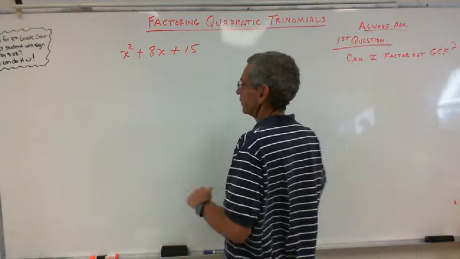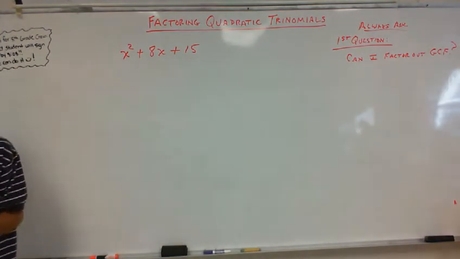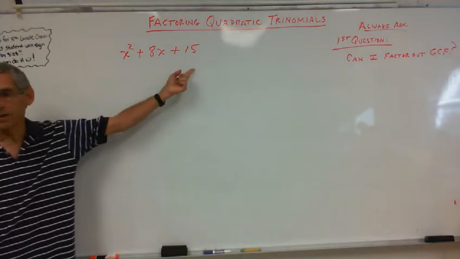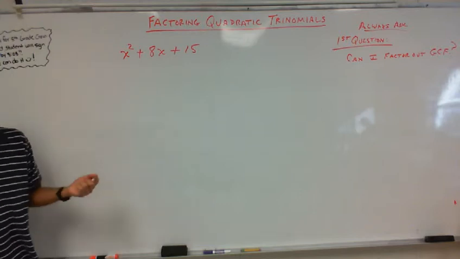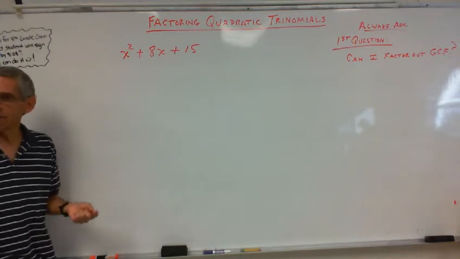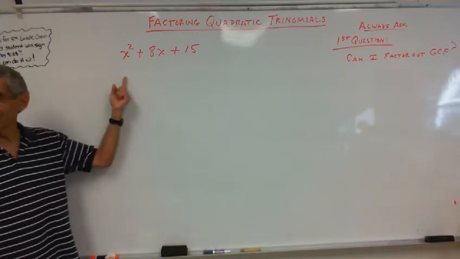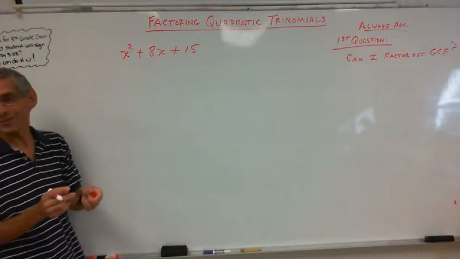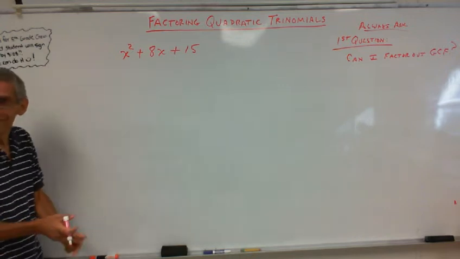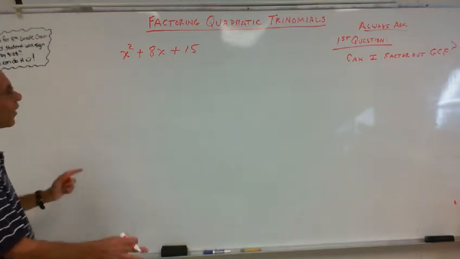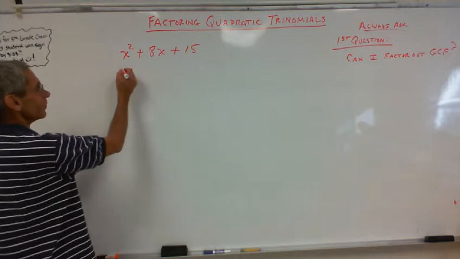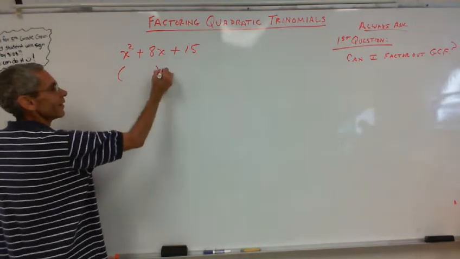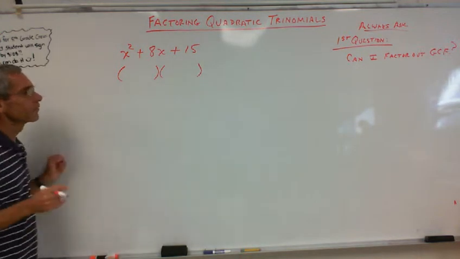All right? Can I? No, there's nothing that's common in all three terms, except for 1, and that doesn't change anything. If I factor out a 1, I'd get 1 times x squared plus 8x plus 15. Then I could factor out another 1, and then another 1, and I could do it forever. All right? So 1 times 1 times 1 times 1 times x squared plus 8x.